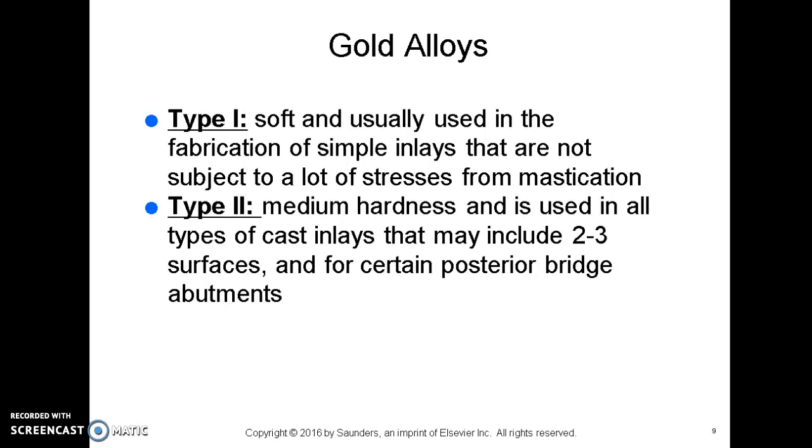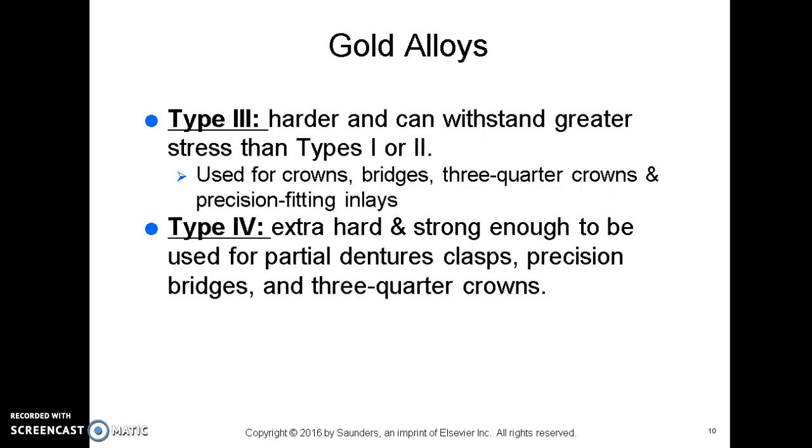Type 1 is a soft alloy and is usually used in the fabrication of simple inlays that are not subject to a lot of stress from chewing and occlusal forces. Type 2 has medium hardness and is used in all types of cast inlays that may include 2 to 3 surfaces and for certain posterior bridge abutments. So as we get into the higher type specifications, we have less gold mixed into the alloy.